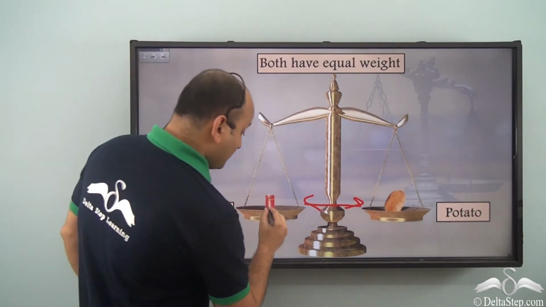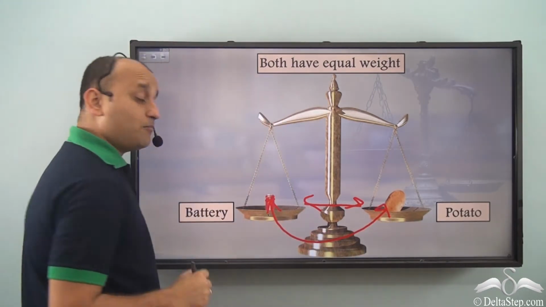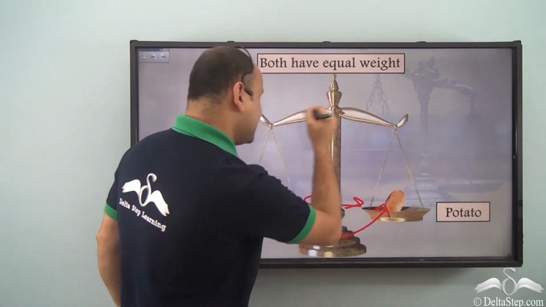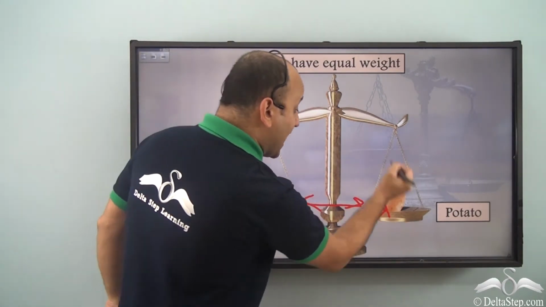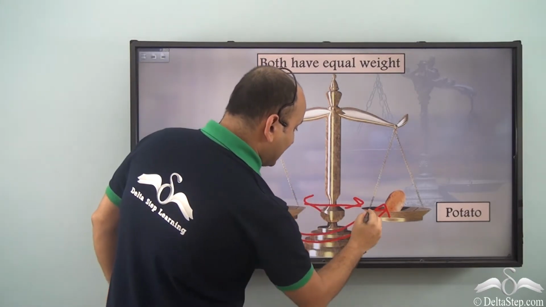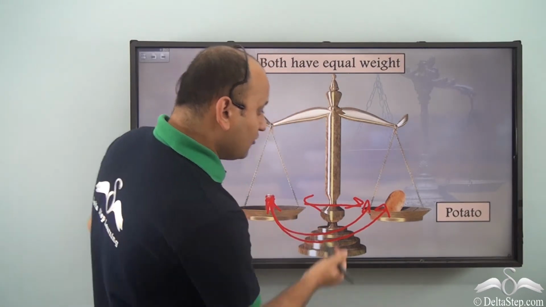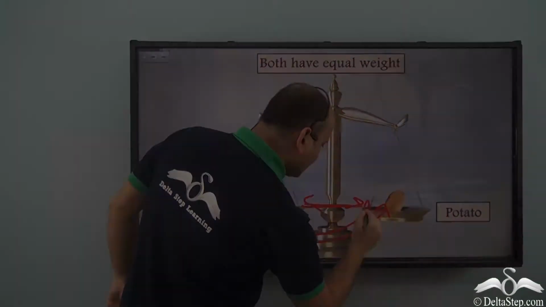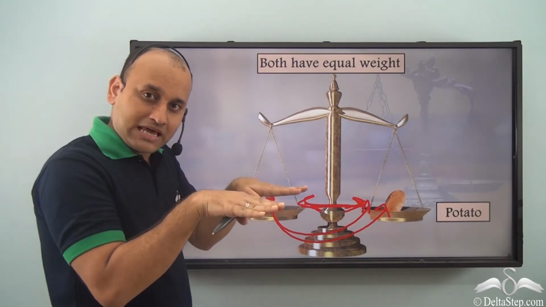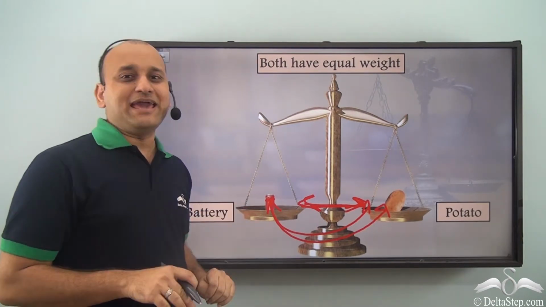That is, this and this both have equal weight. So you cannot say that this is heavier than this or this is heavier than this. These both are equal. So this potato and this battery have equal weight. So when two things have equal weight, then the balance scale will show both the sides are on the same level. So when both sides are on the same level, weights of both the objects are same.